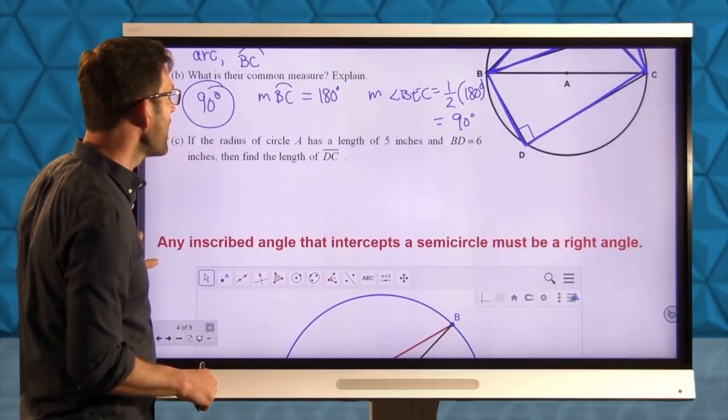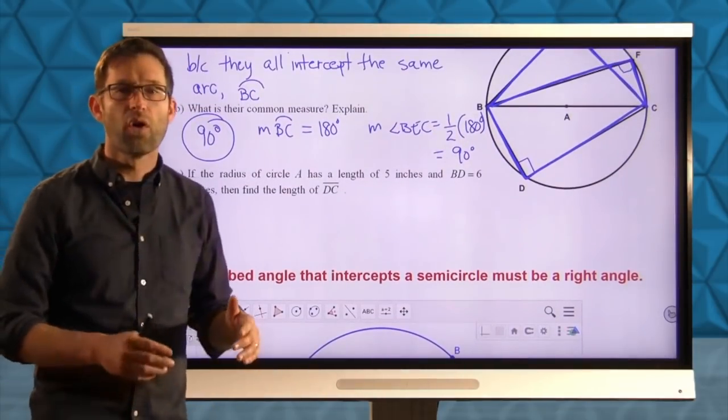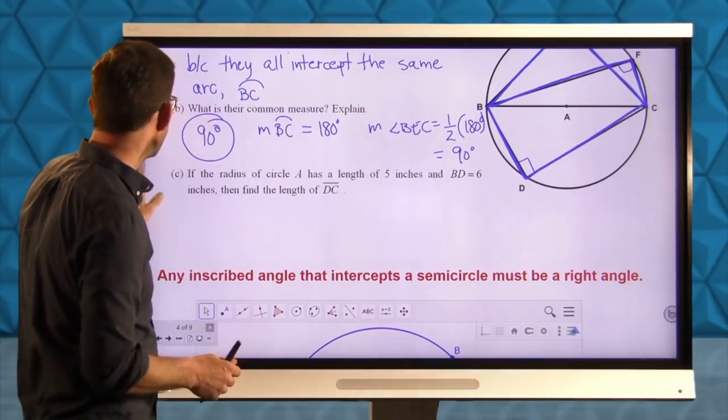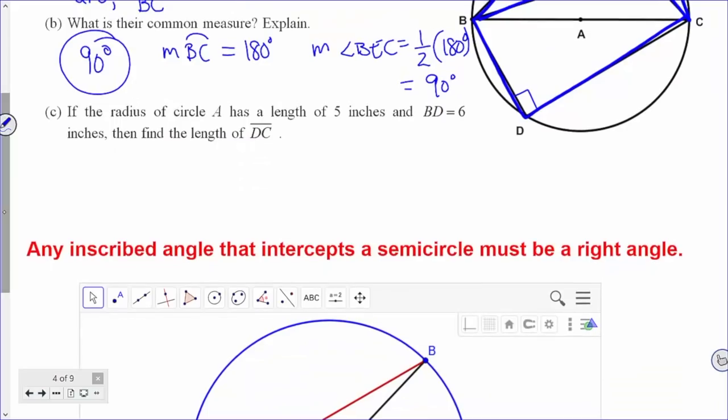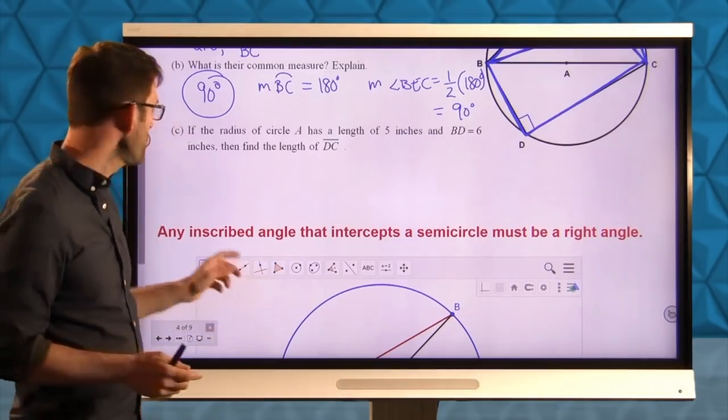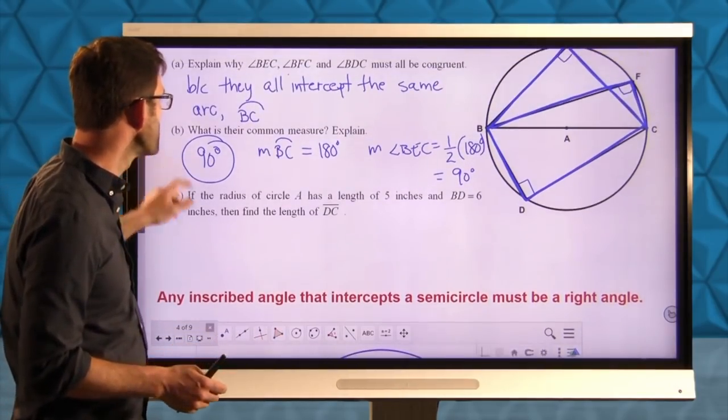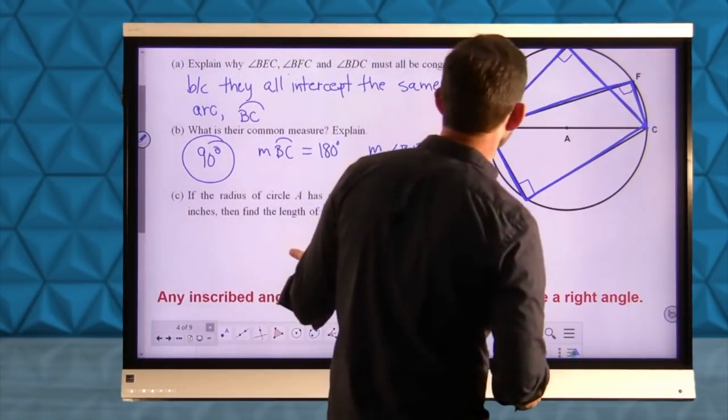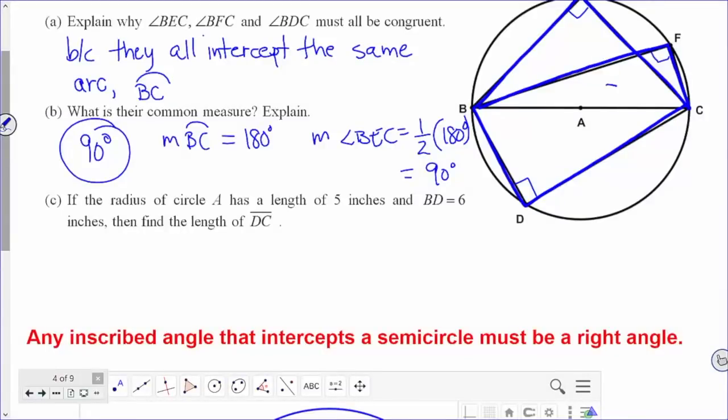And what that allows me to now do is it allows me to solve all sorts of right triangle problems. So take a look at letter C. It says if the radius of circle A has a length of 5 inches and BD is 6, then find the length of DC. All right, simple enough. Let's label some things. Okay, it says the radius of circle A has a length of 5 inches. All right, so that means this is 5 inches, means this is 5 inches. We know BD is 6 inches, and we want to know the length of DC, this.